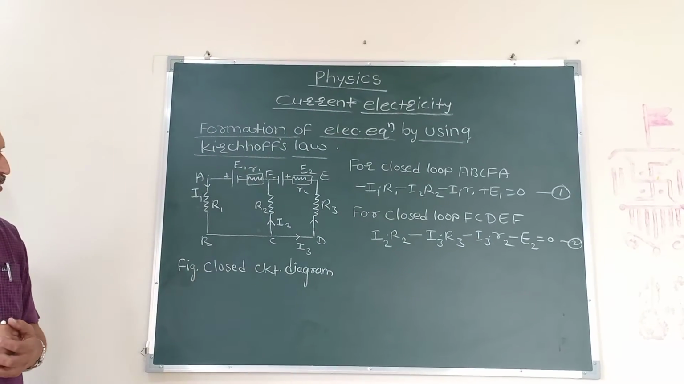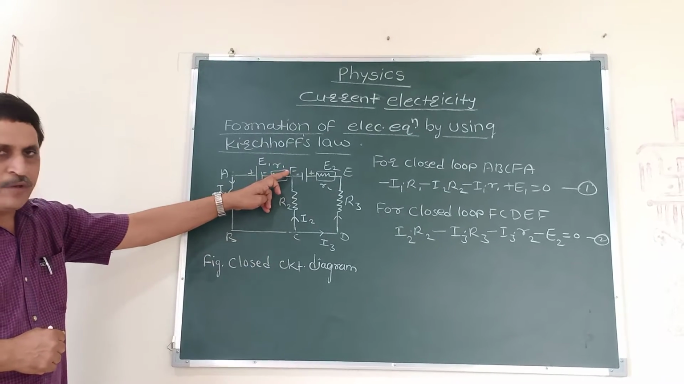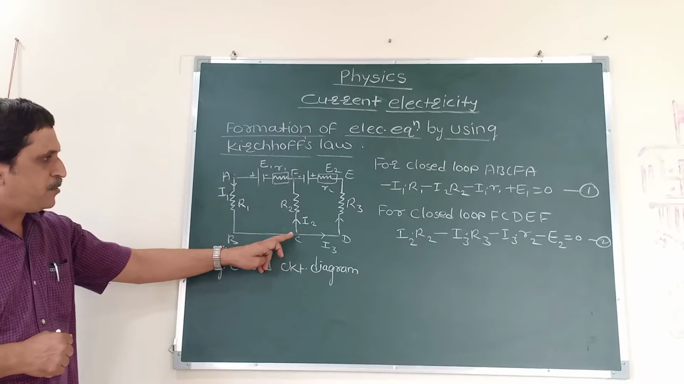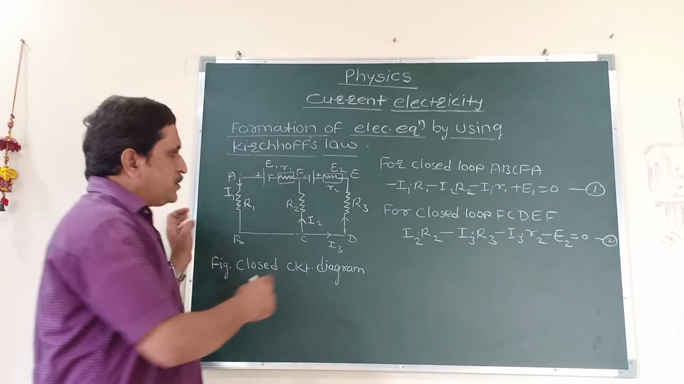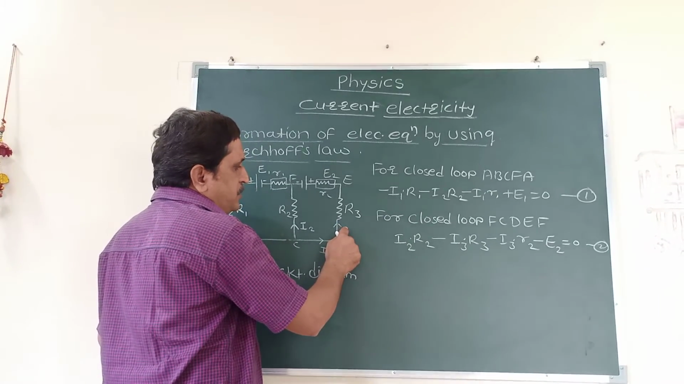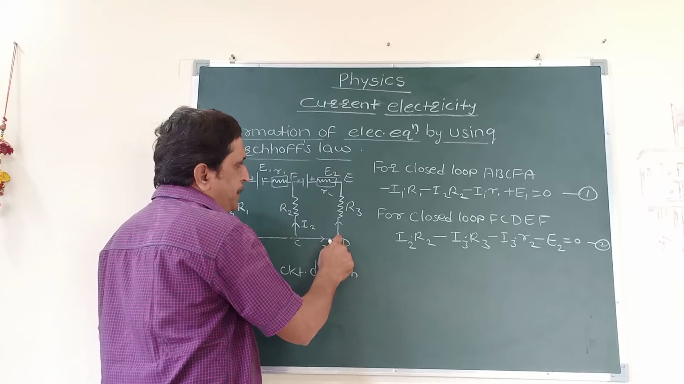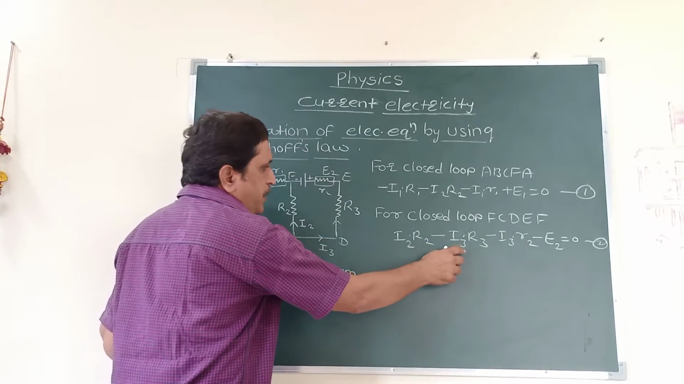Check it once again. For this path F to C, we are moving from F to C, current is moving from C to F. Therefore, product of current and resistance is positive. Now, for this path, current I3 is moving from point D to E, and we are also moving from D to E. Therefore, product is negative.